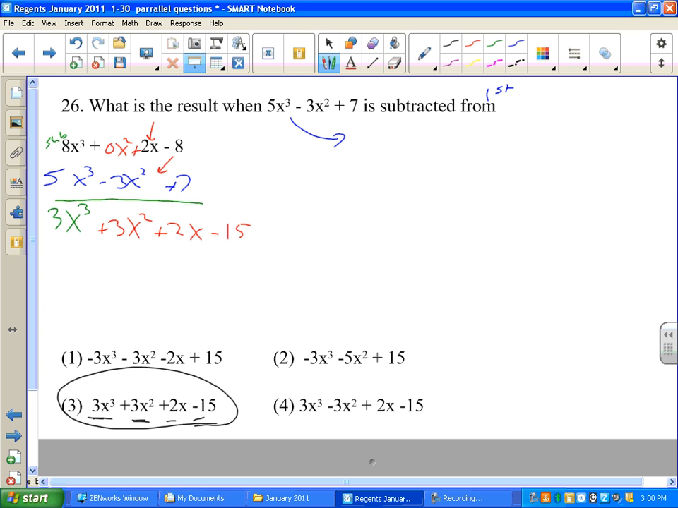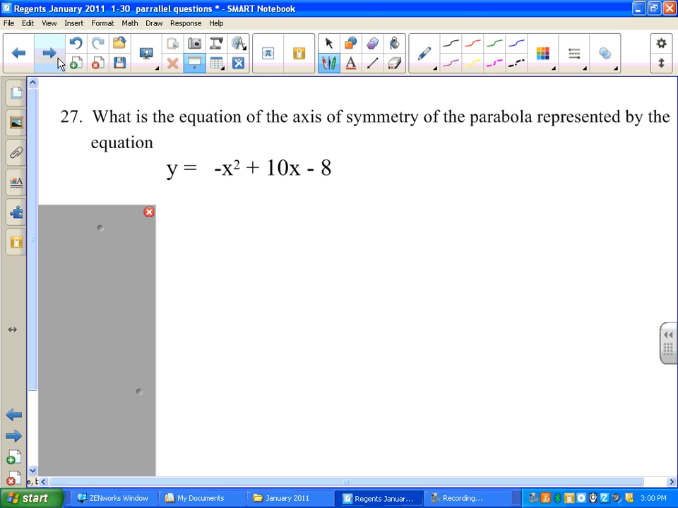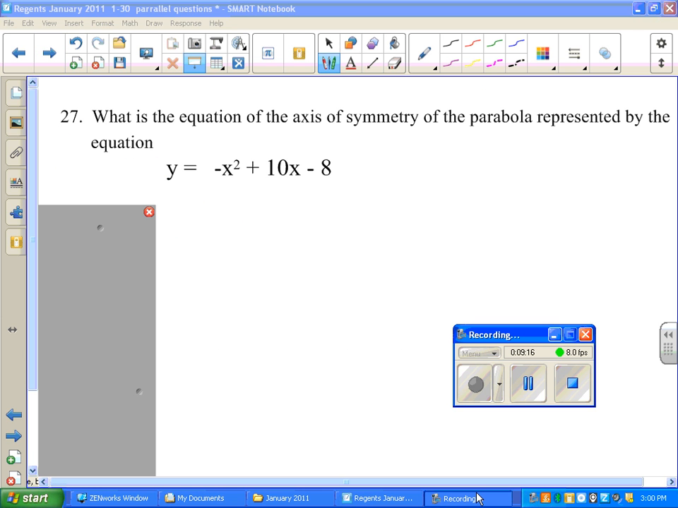If I would have made the mistake that I was going along with before catching it, it would have been answer number 2. So even your mistakes are choices in a multiple choice question. Let's take a look at the next problem. Number 27.